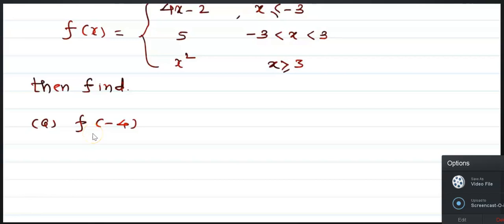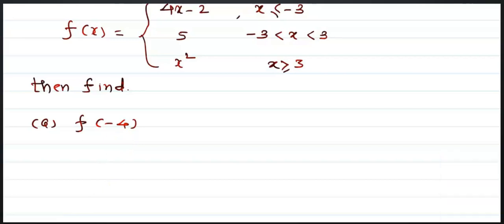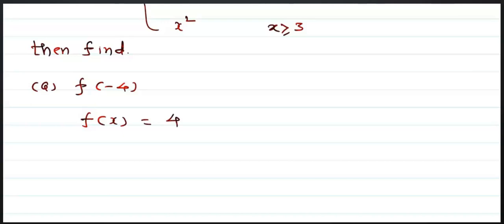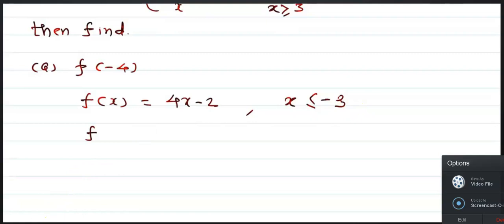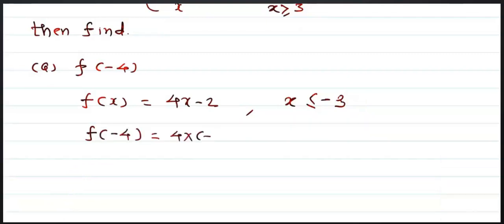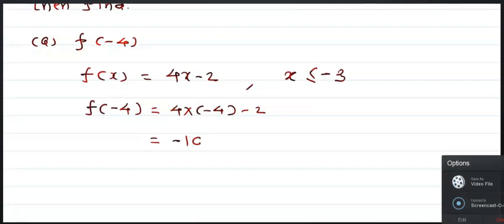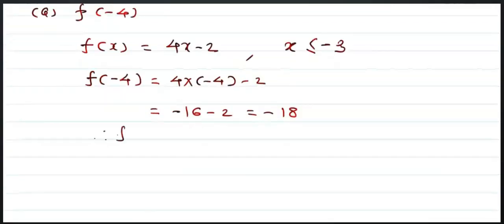Now to find out the f of minus 4, we take the value of x such that it is less than minus 3. Therefore we take the function 4x minus 2, because our x is minus 4. f of x is equal to 4x minus 2. Here x is less than or equal to minus 3. Therefore, x is replaced by minus 4, that is equal to minus 16, that is equal to minus 18.